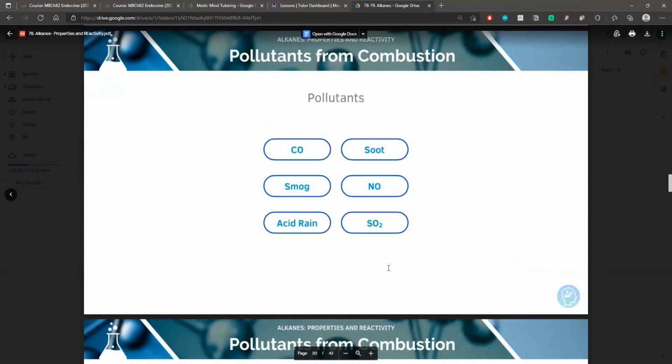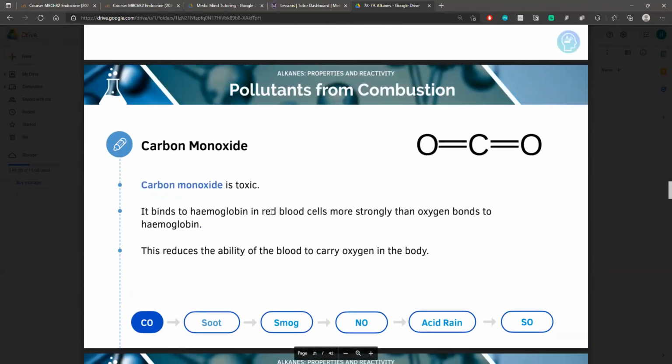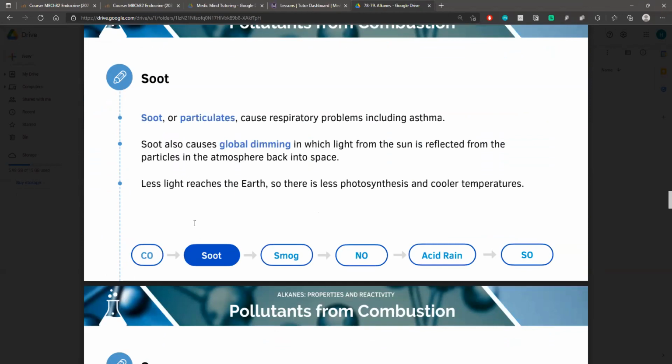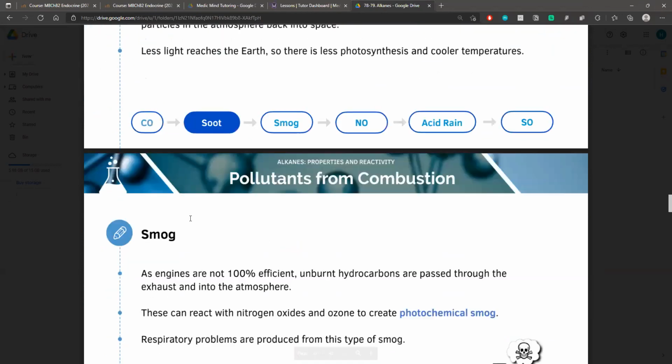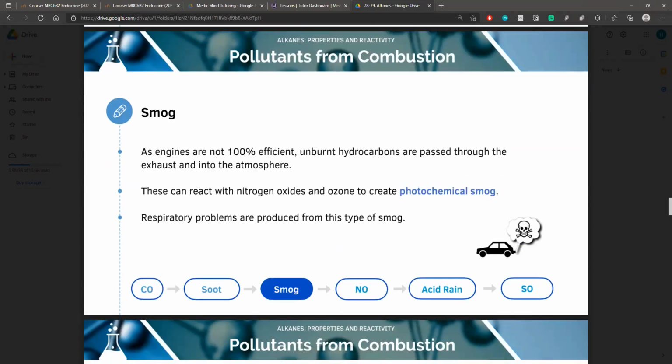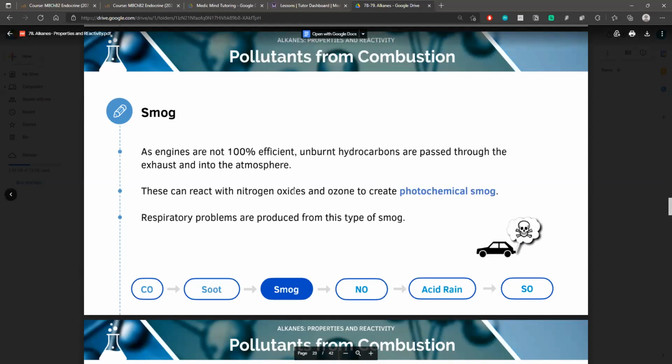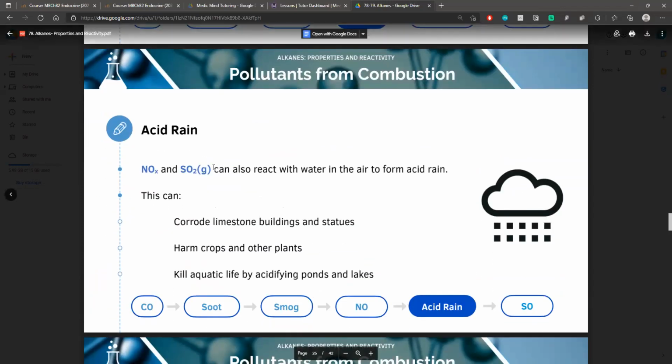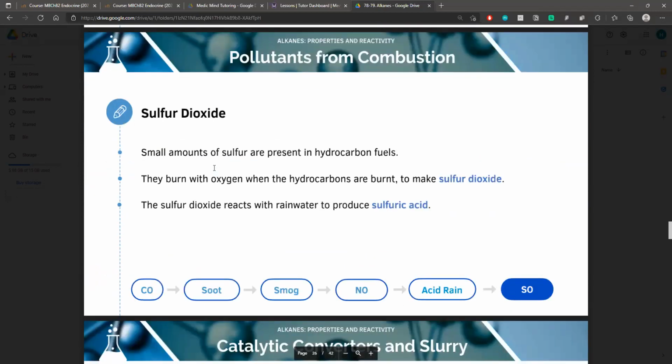So remember, these are just quickly listing through some of the different pollutants. Carbon monoxide is toxic, binds to hemoglobin more strongly than oxygen, so it reduces the ability of the blood to carry oxygen. Soot or particulates cause respiratory problems, including asthma, as well as global dimming. Nitrogen oxides produce photochemical smog, which basically contributes to global warming, and make acid rain with nitric acid, as does sulfur dioxide, and that's deadly. Sulfur dioxide, again, will react with rainwater to produce sulfuric acid, and so causes acid rain.